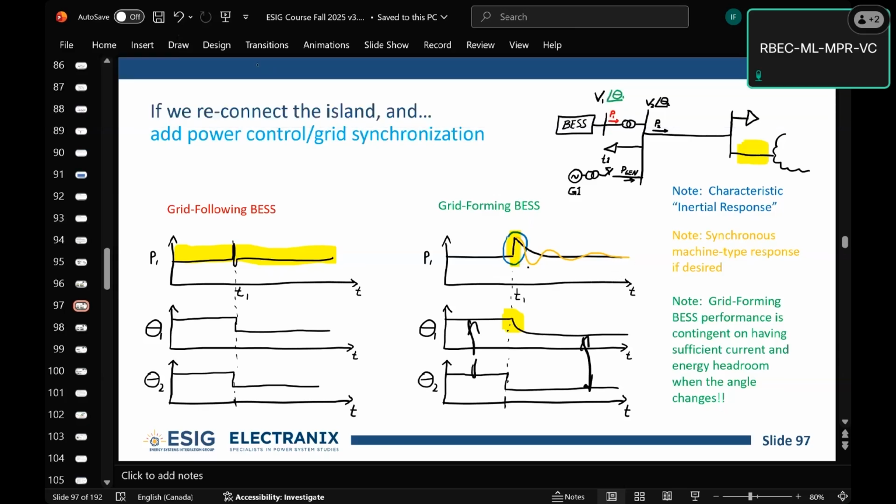Now, how we get from the transient power back down to the synchronized power is down to the specific GFM controls and even GFL controls. You can add in GFL controls, do what you want with the power afterwards. But in this moment, that's grid forming. So that little blue circled thing is what we're calling the grid forming response, or the inertial response, okay?